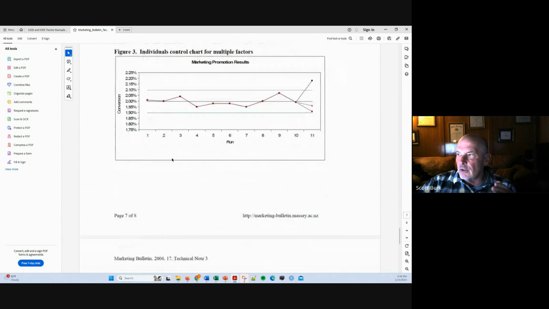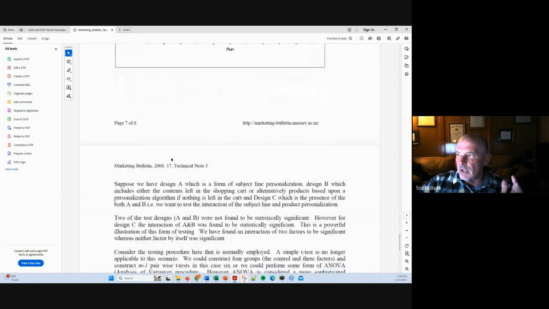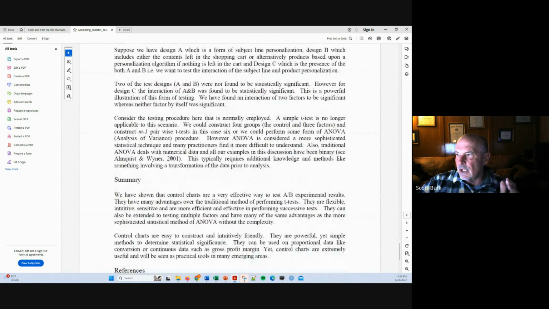Anyway, there's all kinds of control charts. There's individuals, there's X bar, etc.